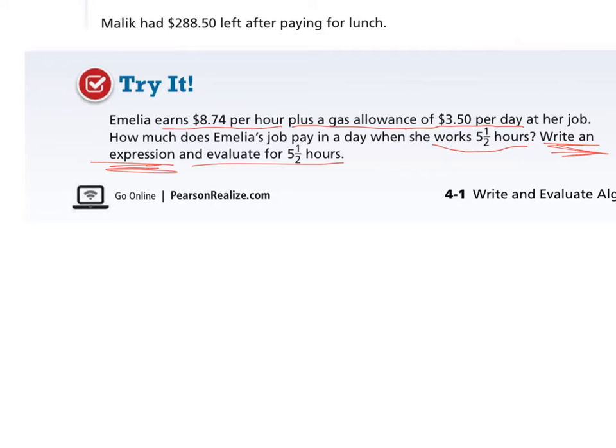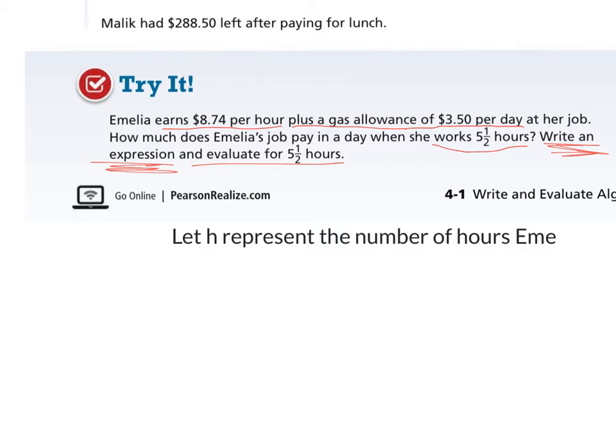Like we've done before, probably one thing we would want to do here is to define a variable. The variable, the thing that's going to be changing is how many hours she was working. So we could say something like, let H represent the number of hours Amelia works.